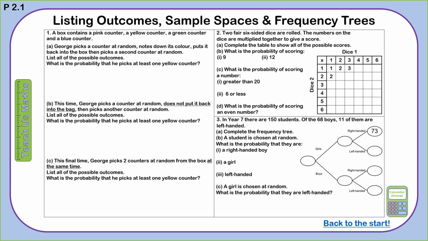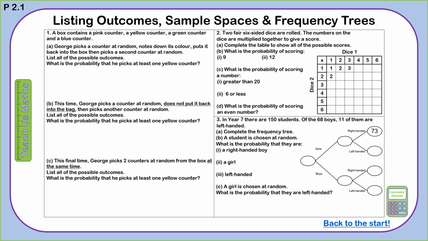P2.1 Listing Outcomes, Sample Spaces and Frequency Trees. In this chapter, we are looking at calculating the probabilities of combined events. When two or more events occur, we can find all of the possible outcomes and therefore calculate the probabilities of each outcome occurring. We can do this in several ways.